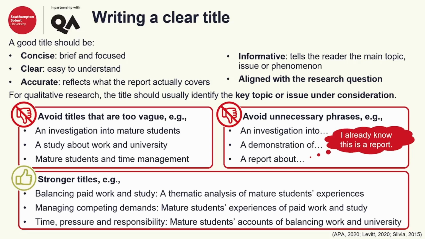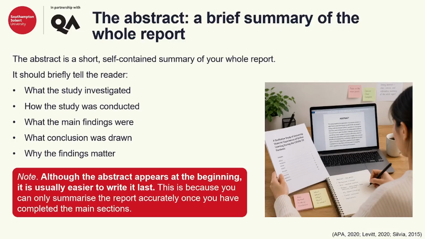Once the title has established the focus, the abstract provides the readers with a brief account of the full research process. An abstract is a short, self-contained summary of the whole report. The phrase "whole report" is important. The abstract should not summarize only the introduction, only the methods, or only the findings. It should represent the complete study.